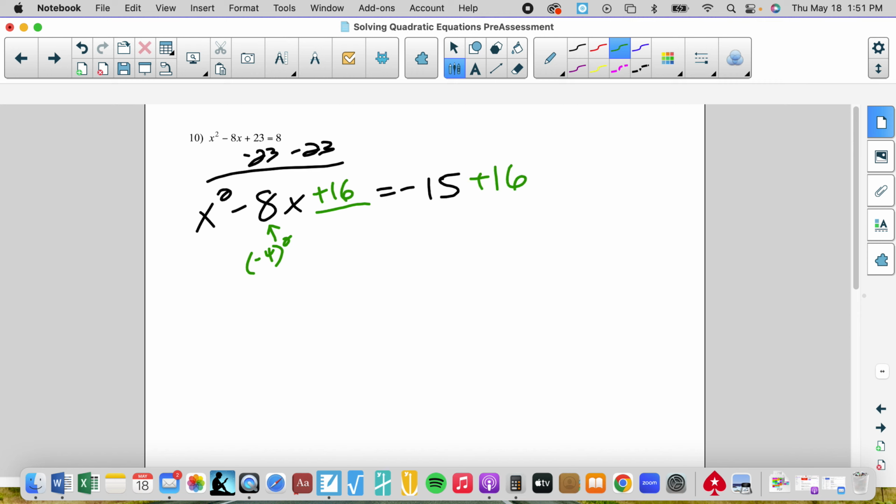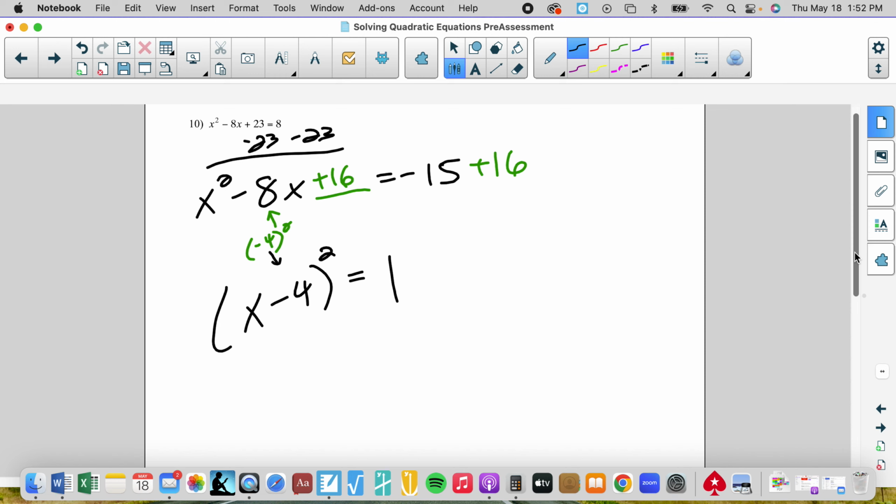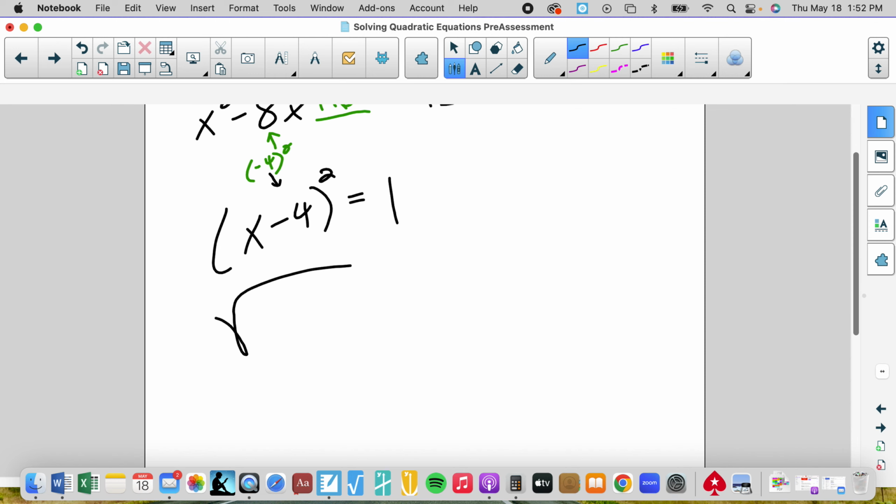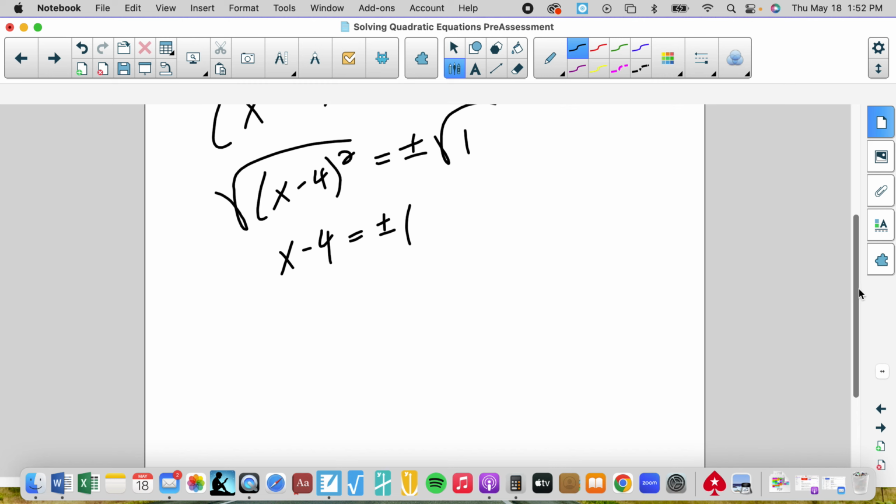So what I do to one side, I have to do to the other. And now I have produced a binomial square. That half goes right in there. Quantity squared equals 1. So very nice, very easy. Now we're going to take the square root of both sides. We get x minus 4 equals plus or minus 1. Square root of 1 is a perfect square.